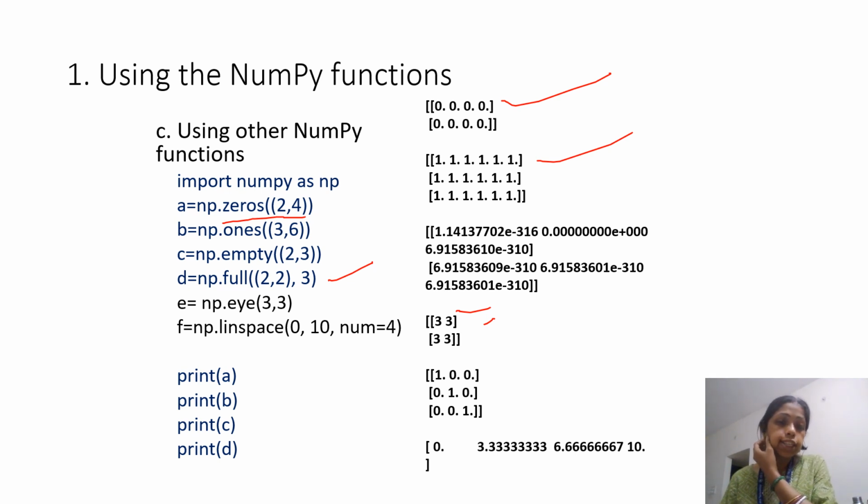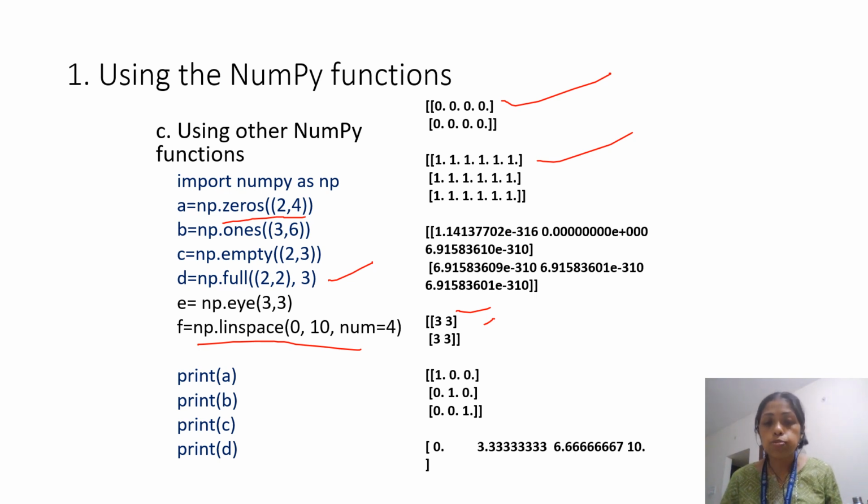Linspace, this is the new thing. It will provide equally spaced values from the starting range to the ending range. Within linspace, we provide 0 as the starting value and 10 as the ending value, and num is the number of values we will get, where the spacing is equal.